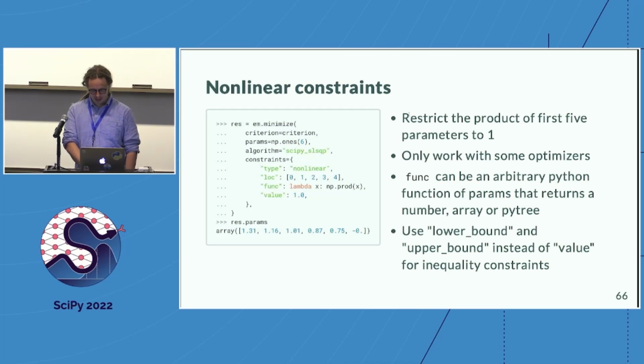So here what we do is we restrict the product of the first 5 parameters to 1. And we do that by selecting parameters again, the first 5, type equals nonlinear. The function implements the actual nonlinear part of the constraint, and then the value is 1. If you have an inequality constraint, let's say you wanted this to be larger than 1, then you would remove the value entry and add lower bound equals 1. And what we are doing with these constraints is simply we convert them to the different kinds of interfaces. So scipy has a different interface for nonlinear constraints than ipopt. We convert them and pass them on to the optimizer.